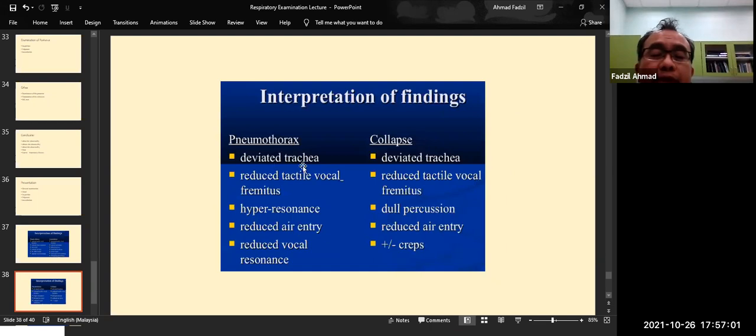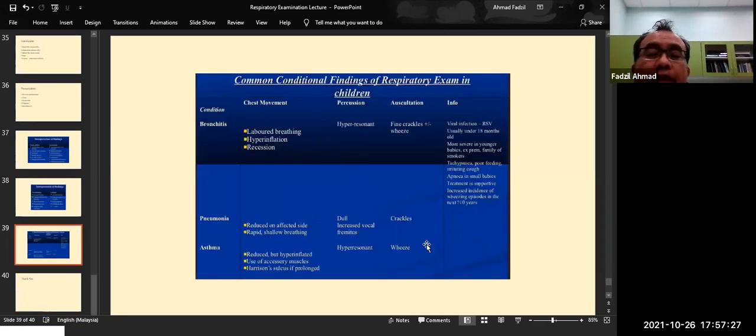Pneumothorax: trachea deviated to the side of the normal lung, reduced tactile vocal fremitus, hyperresonant percussion, reduced air entry, reduced vocal resonance. Collapse of the lung: usually the trachea is deviated to the side of the collapse, reduced tactile fremitus, dull percussion, reduced air entry, and there may be crepitations.